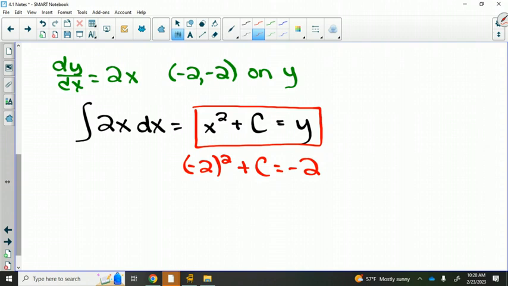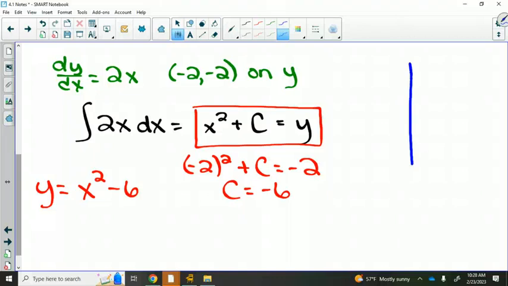So we've got a c that is going to equal -6. And so then our particular solution, y equals x squared minus 6. Okay, so here's what's going on. Visually what we're doing.